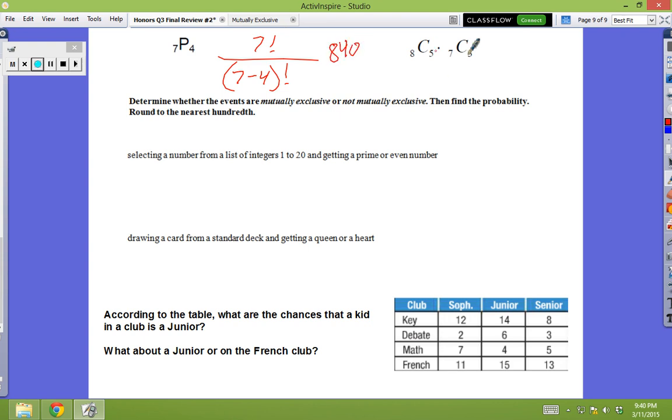Okay, now these are combinations. There's 8 people to choose from. You're going to choose 5 of them. 7 people to choose from. You're going to choose 3. So you have to calculate this one first, and then this one, and then multiply those answers together.